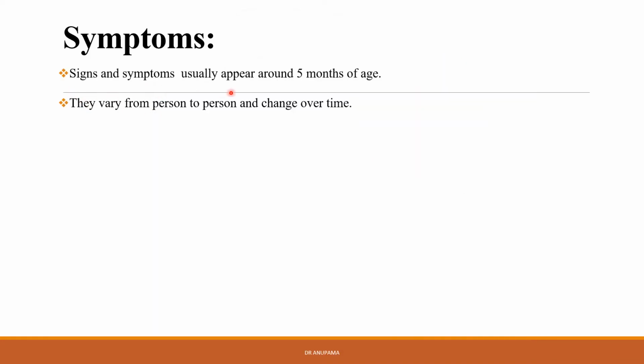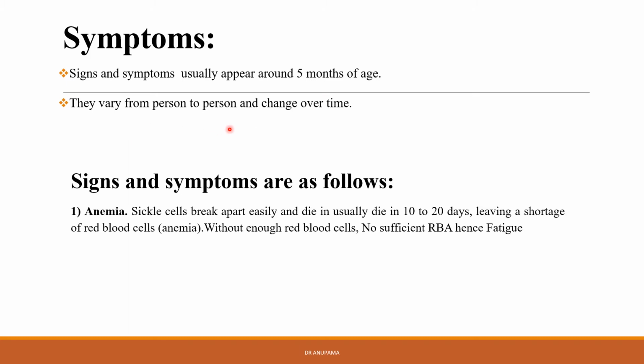The signs and symptoms of this particular sickle cell disease appear at around 5 months of age and they vary from person to person and can change over time. So here you can see it can lead to anemia.